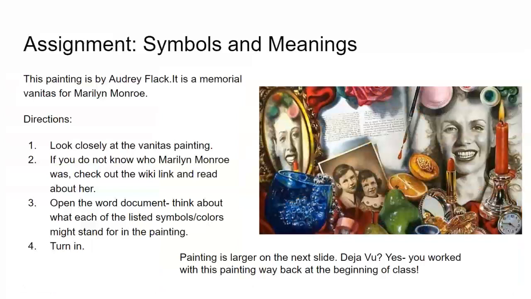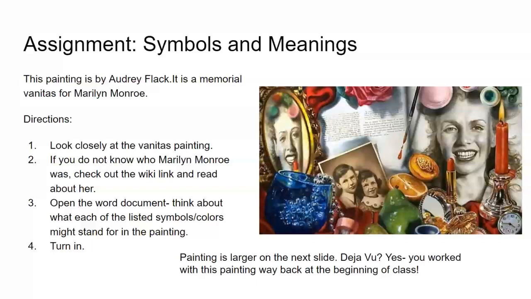So your assignment for this are symbols and meanings. This is a painting by Audrey Flack. It's a memorial Vanitas for Marilyn Monroe. And if you recognize this painting, it's because it was one of the very first artworks that you wrote about in class. I think it was the first one for the I Spy activity, where you had to describe one part of the art. And what you're going to do, it's larger on the next slide, is you're going to look closely at the painting.